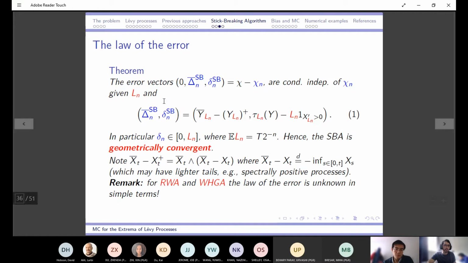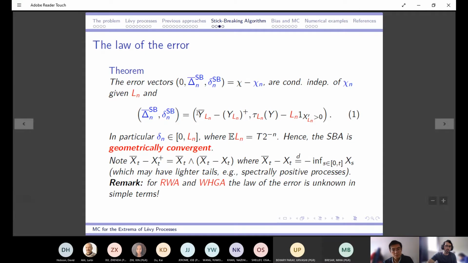And this theorem describes precisely this error. The error has this law, of course. It's exact in the first coordinate. In the second coordinate, it has this kind of error. In the third coordinate, it's just this error right here. In particular, the error over here is bounded in expectation by T times 2 to the minus n. So as I said, it's of course geometrically small.